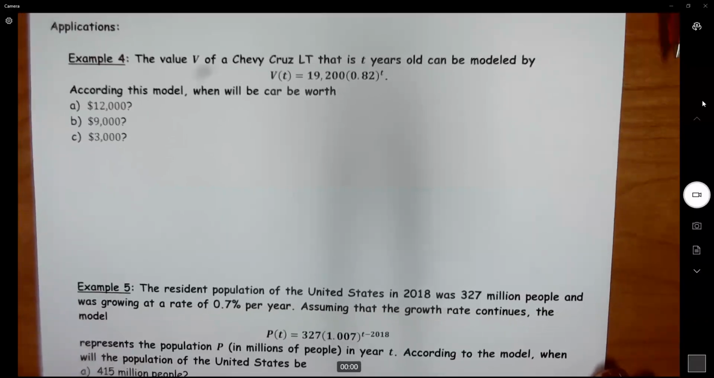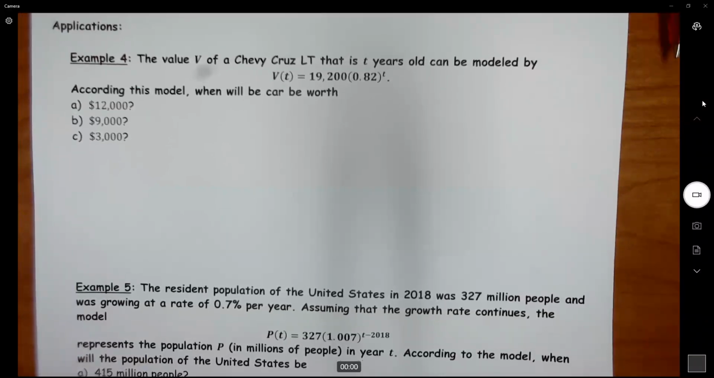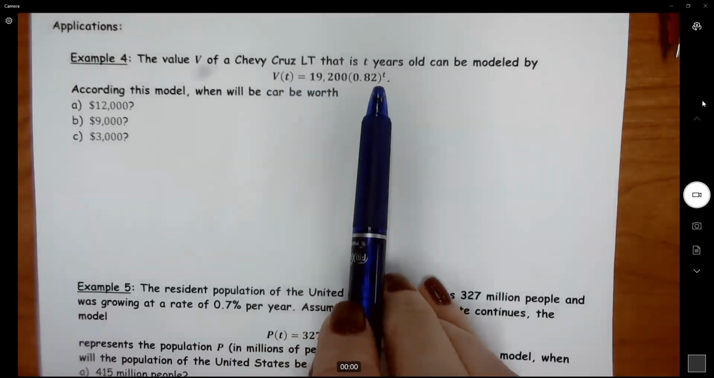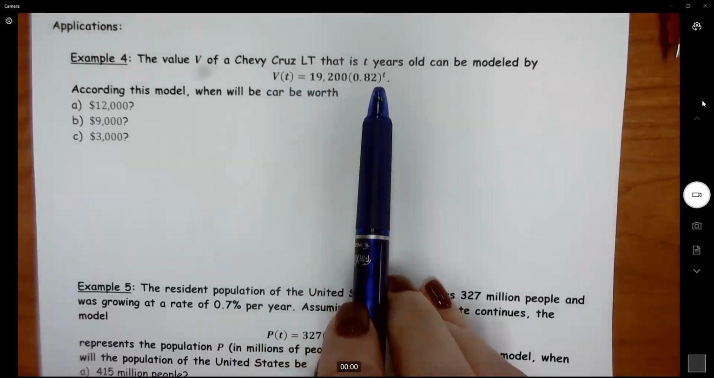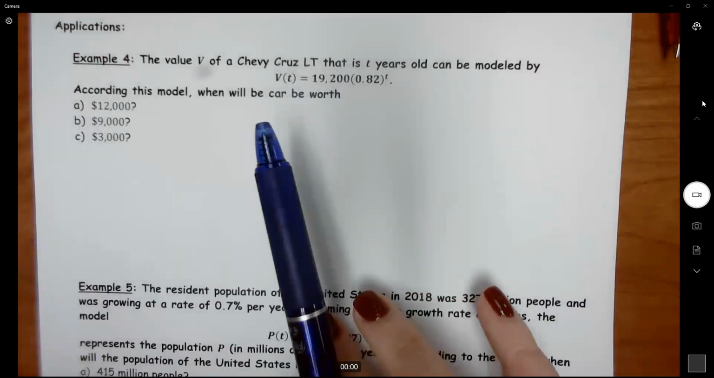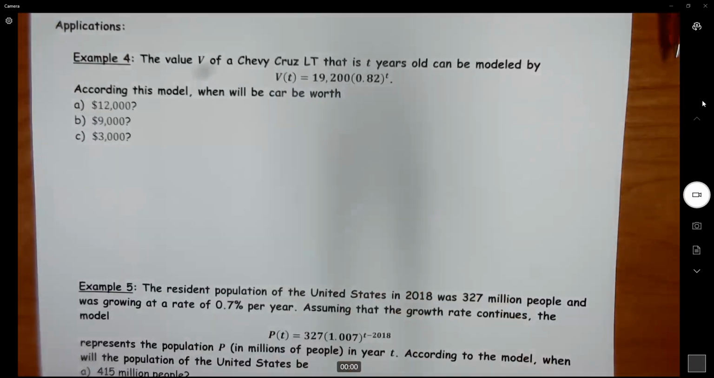We're going to finish this problem with two application problems. Example 4 says the value V of a Chevy Cruze LT that is T years old can be modeled by, and then here's my equation here. According to this model, when will the car be worth 12,000, 9,000, 3,000?